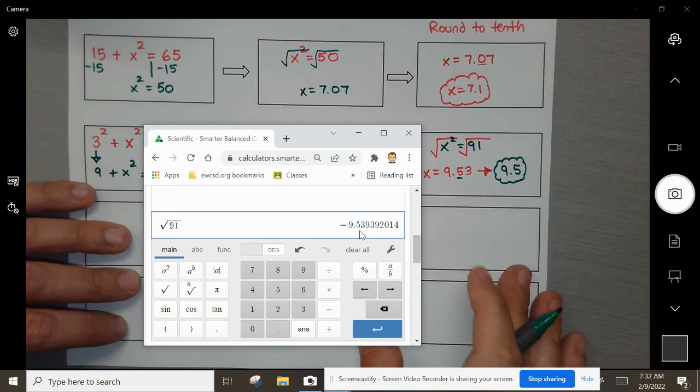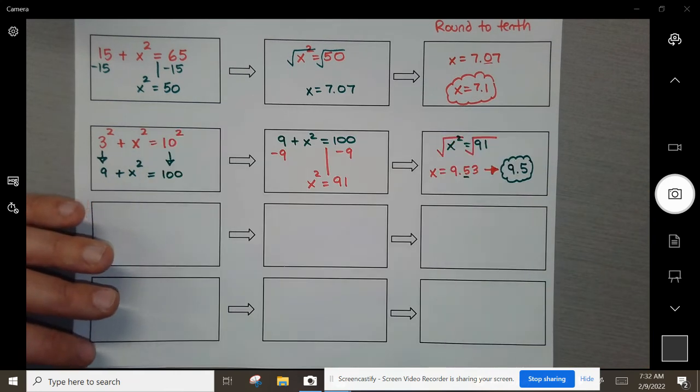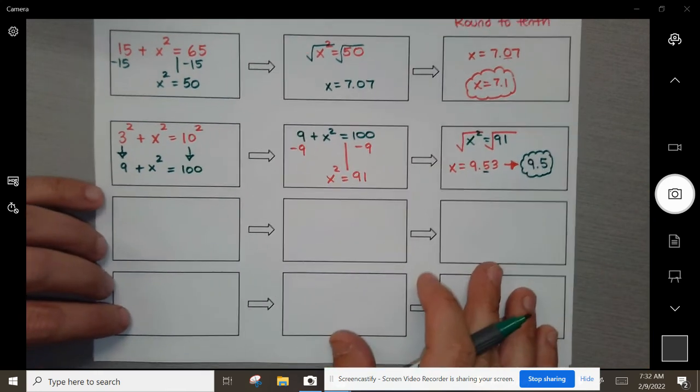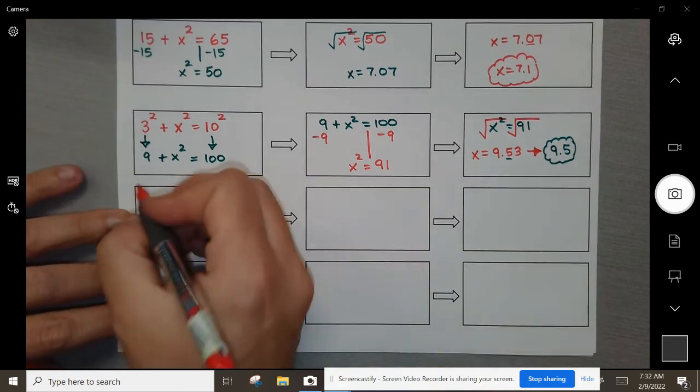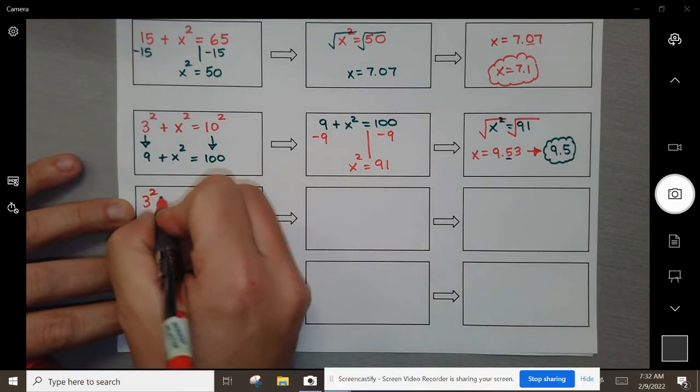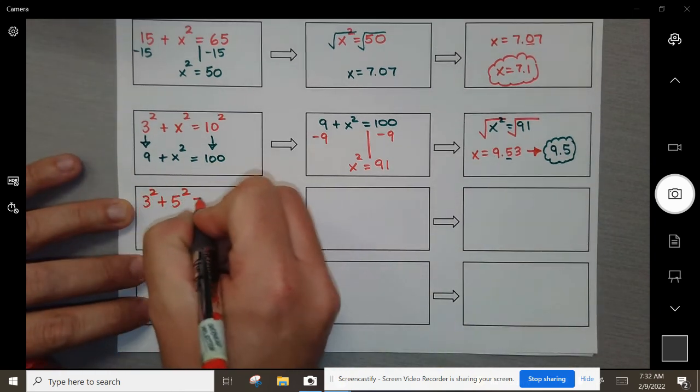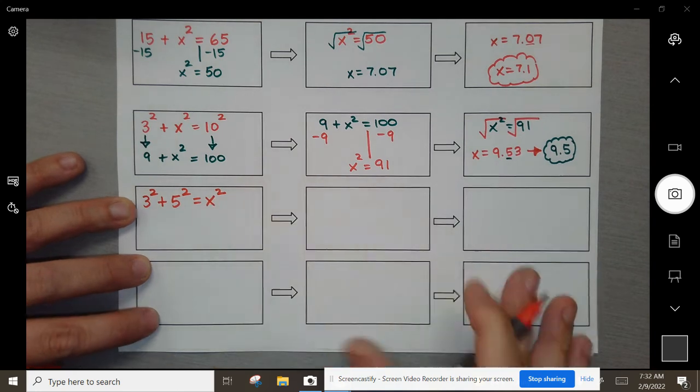Great job. All right, let's keep it going. Let's do 2 more, and then we're going to do whiteboards. All right, let's go. Let me give you another one. What if I said 3 squared again plus 5 squared equals x squared?